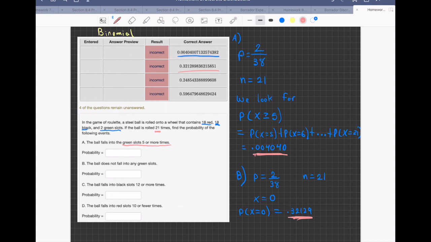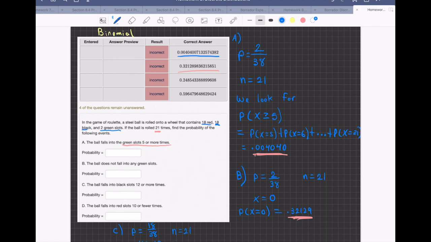Part C, the ball falls into black slots 12 or more times. In this case, we're talking about black slots. How many black do we have? We have 18 red and 18 black. So here the probability of success in only one trial is going to be 18 over 38. And n is the same, equal to 21. And here x is going to be 12.